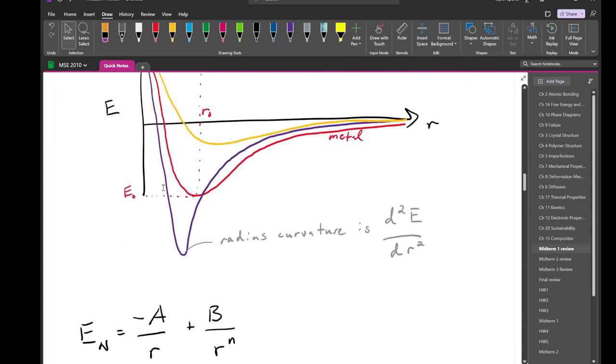So when you sketch these things, there are three things. It should be deeper if it's a ceramic, if it has a higher binding energy. It should be more symmetric, and it should have a smaller radius of curvature if it's a stiffer material. And by modulus, you mean the modulus of elasticity? Yes, the stiffness. So again, for polymers, that radius of curvature is really big, which means a really small stiffness. Polymers are easy to stretch. Ceramics have a really high modulus of elasticity.